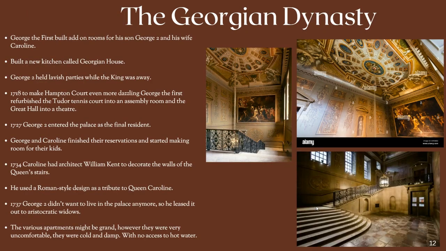So the Georgian dynasty also saw some changes. George I added rooms for his son, King George II, and his wife Charlotte. They added a new kitchen. King George II had tons of different parties that were just fantastic. In 1710, to make the court more dazzling, George I refurbished the tennis courts into an assembly room and the Great Hall into a theater. In 1727, George II entered the palace as the final royal resident.